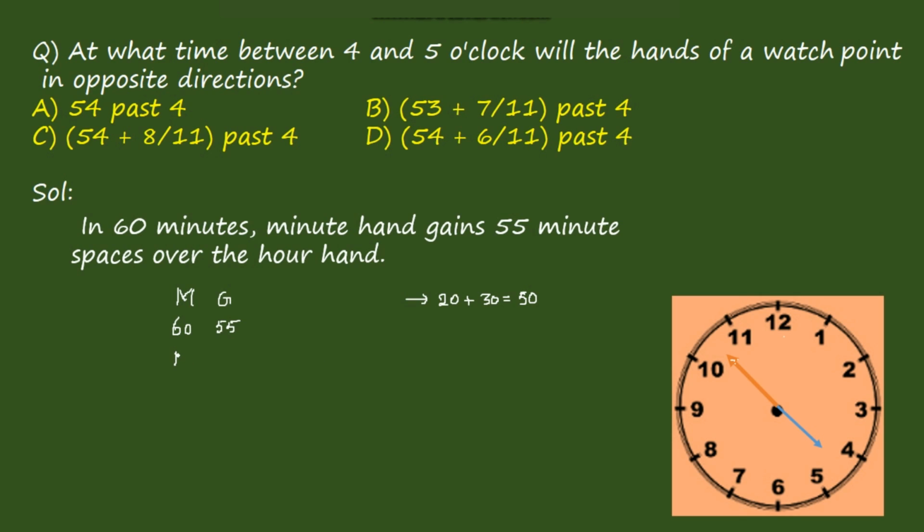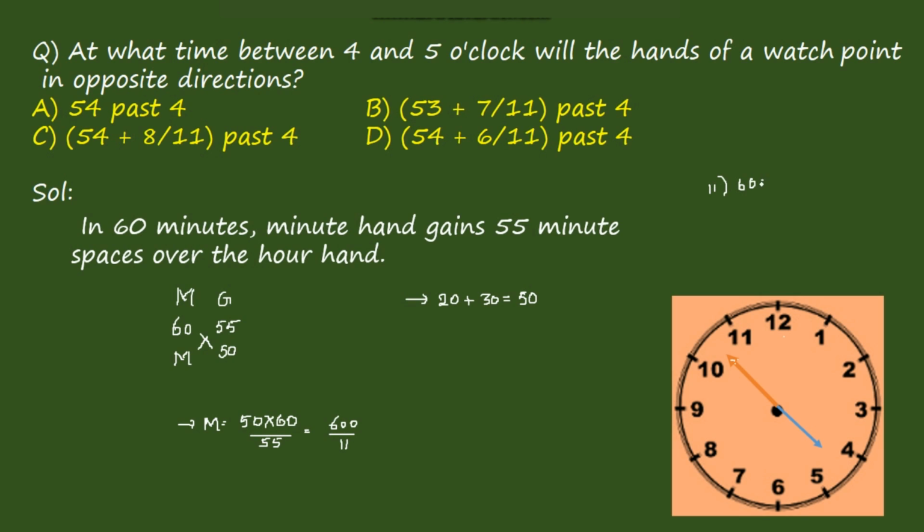So we have to find out in how many minutes the 50 minutes gain will be there. Just cross multiplying, we get m is equal to 50 into 60 by 55, which is equal to 600 by 11. So we will be dividing 600 by 11.